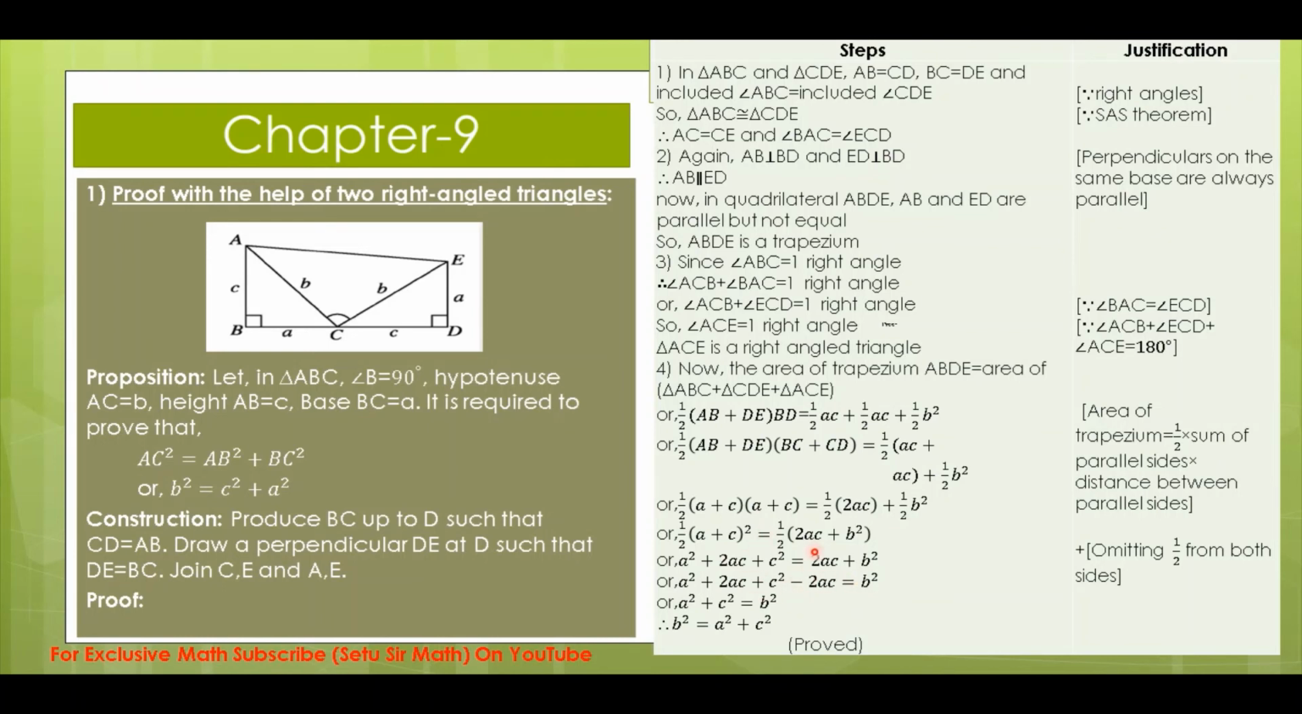And where has half gone? Because there is a half on both sides, we can omit half from both sides. Now if we exchange the side, A square plus 2AC plus C square minus 2AC equals B square, and we can cancel 2AC and 2AC because of the plus and minus signs. We get A square plus C square equals B square. Therefore we can write B square equals A square plus C square. That is the proof of the Pythagoras theorem with the help of right angle triangles.